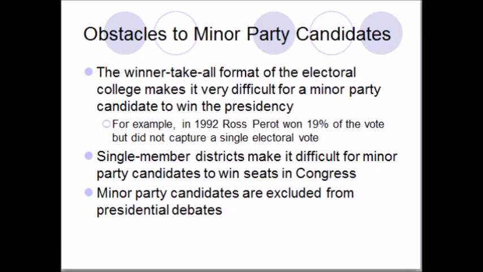Obstacles to minor party candidates. So what are the chances that we have a president that is from a minor party? Pretty rare. The winner-take-all format of the Electoral College makes it very difficult for minor party candidates to win the presidency. An example here is Ross Perot, who won 19% of the vote in 1992 in the presidential race. But this Texas man did not receive a single electoral vote. Another major problem that minor party candidates face is that they're not included in presidential debates. Sometimes they're left off television.